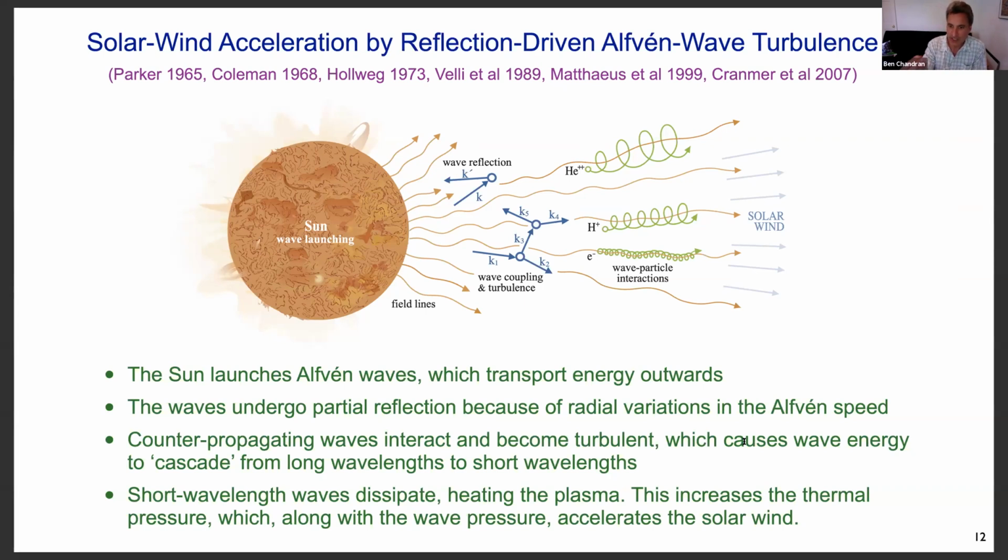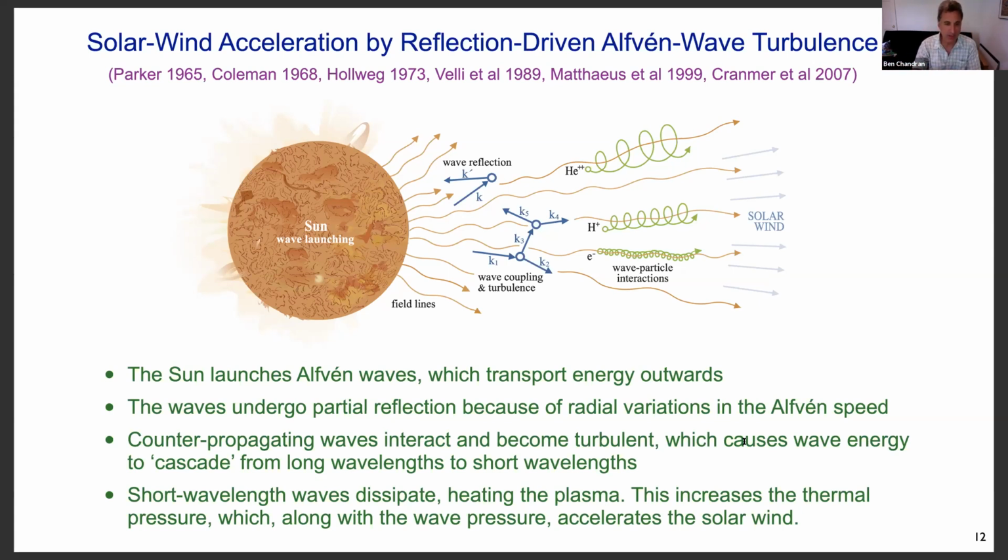Now, eventually, whether it's hydrodynamic turbulence or this Alfvén wave turbulence, at sufficiently small scales, the waves dissipate. And I will just say, in the case of Alfvén wave turbulence, the object that's breaking up is not a hydrodynamic eddy, but it's an Alfvén wave packet that breaks up into smaller wave packets and smaller wave packets.